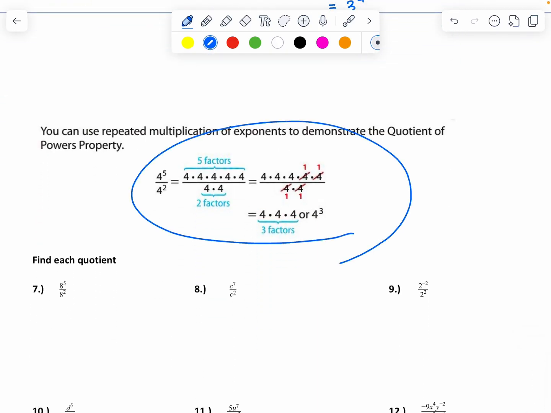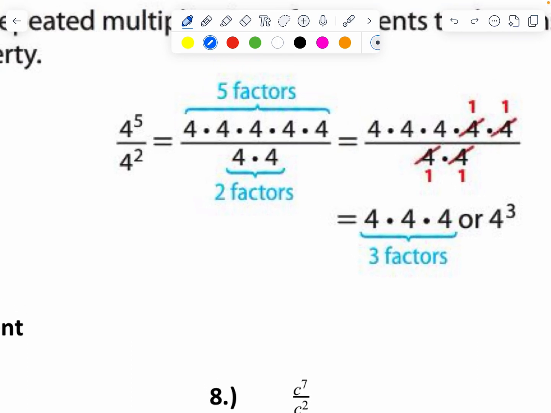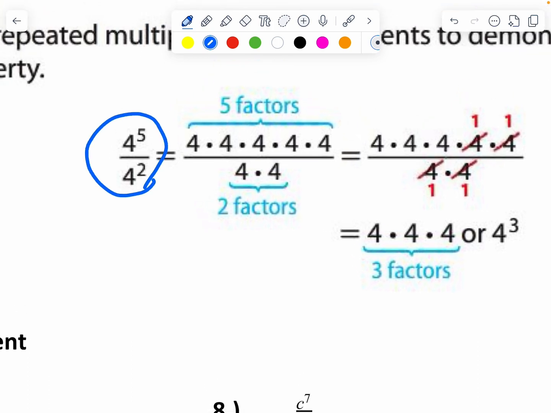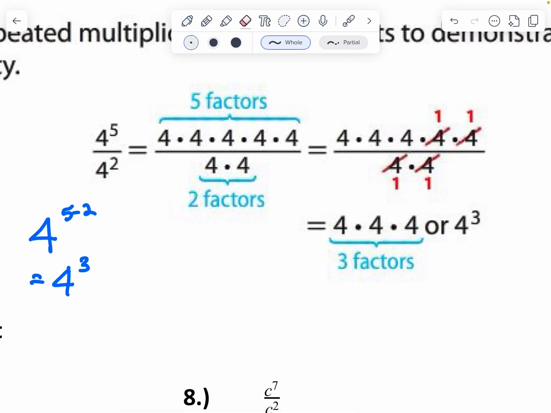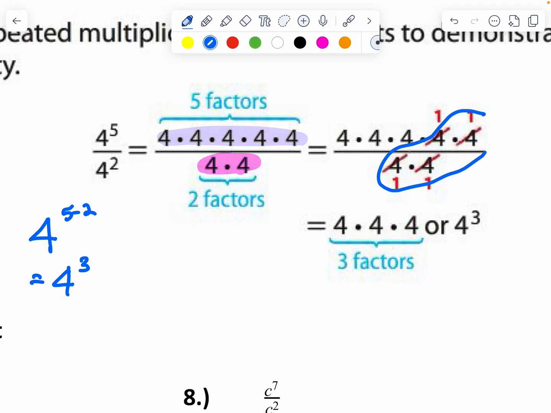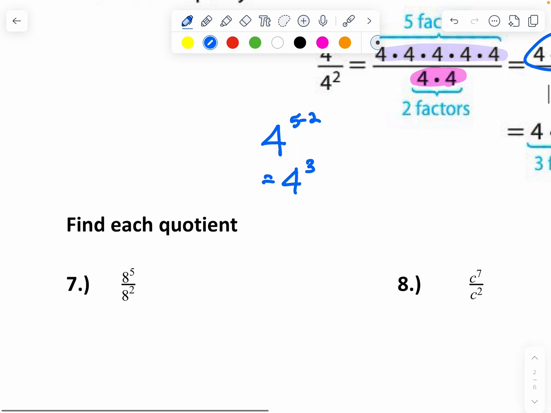All right, let's look at the next page. This is explaining what we just did. Real quick, you can just look at this and go 4 to the power of 5 minus 2, and that equals 4 cubed. Or, again, it helps to visualize, expand it out. 4 to the power of 5 means there are 5 fours, and 4 squared means there are 2 fours. As you can see, they canceled out 2 sets of 4s, and you're left with 4 cubed. I hope that makes sense.